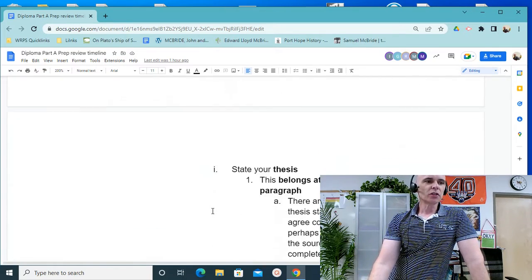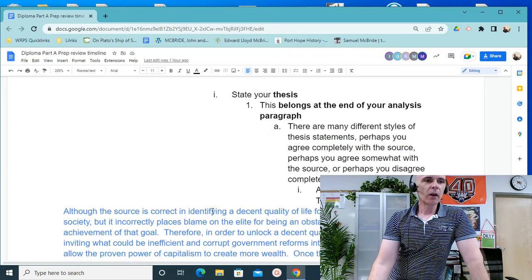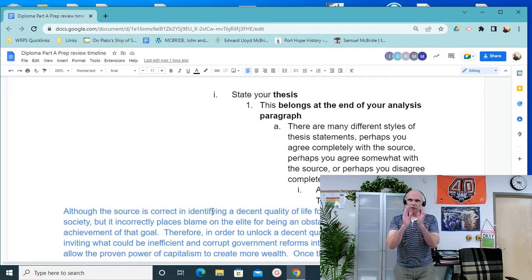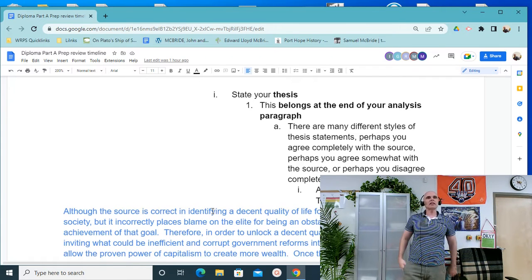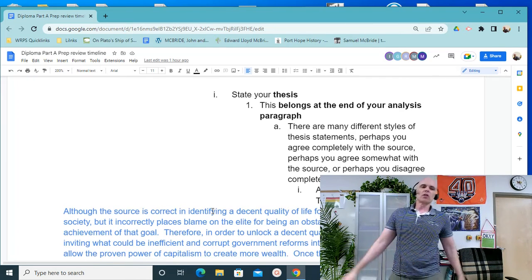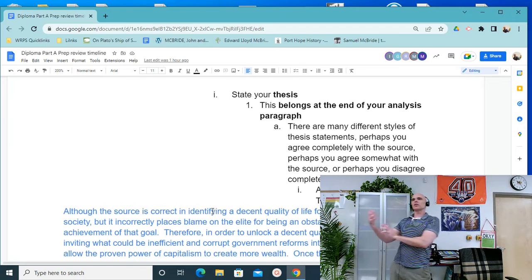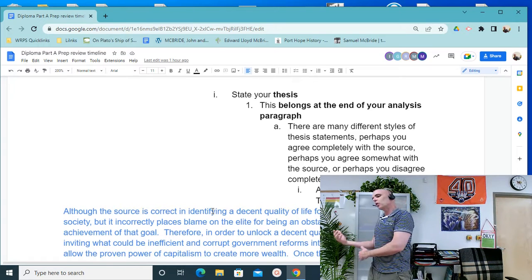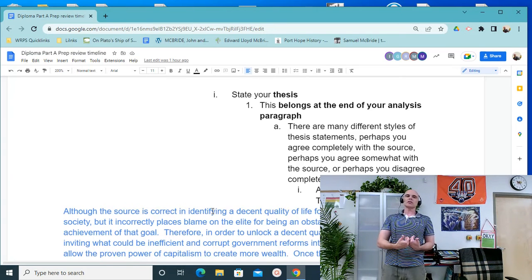So, response to the source. State your thesis. Now, this is what a thesis must look like. You know, when we're in Social 10, and a couple of you were in my Social 10 class, we talked about although, but, therefore essays. This is where you go although, and this is the part of the source you agree with, and then but, this is what you don't agree with, and then therefore, that's your solution.